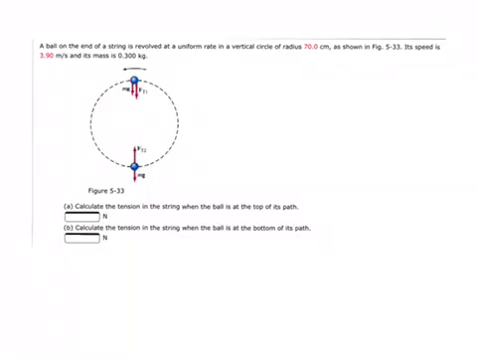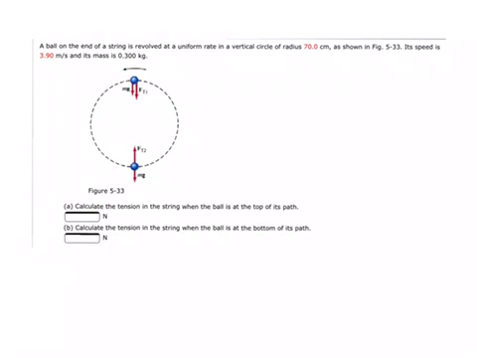Alright, let's try another one. A ball on the end of a string is revolved at a uniform rate in a vertical circle of radius 70 centimeters. Its speed is 3.9 meters per second and its mass is 0.3 kilograms. We want to calculate the tension in the string when the ball is at the top of its path and the tension in the string when the ball is at the bottom of its path.